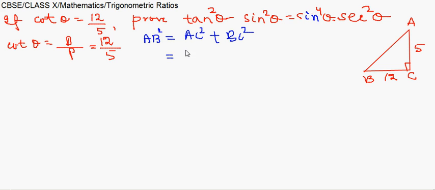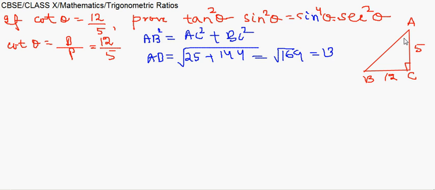Now AC was 5, square, that is 25. BC was 12, that's 144. So AB would actually be the root of this, and if I add them, I'm getting root 169, that's 13. So this is 13. I got all the sides.